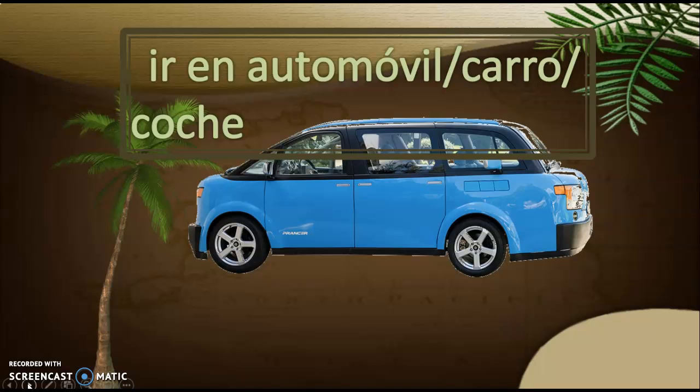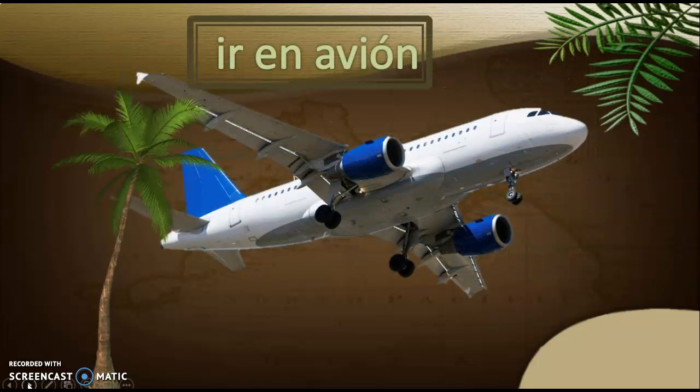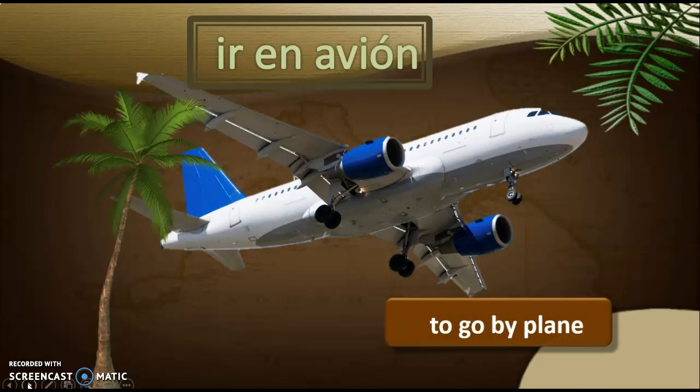Ir en automóvil, carro, coche. There are several different ways that you can say car depending on the place that you're at where they speak Spanish. It could be any one of these three, automóvil, carro, or coche, to go by car. Ir en avión, to go by plane. Ir en avión.